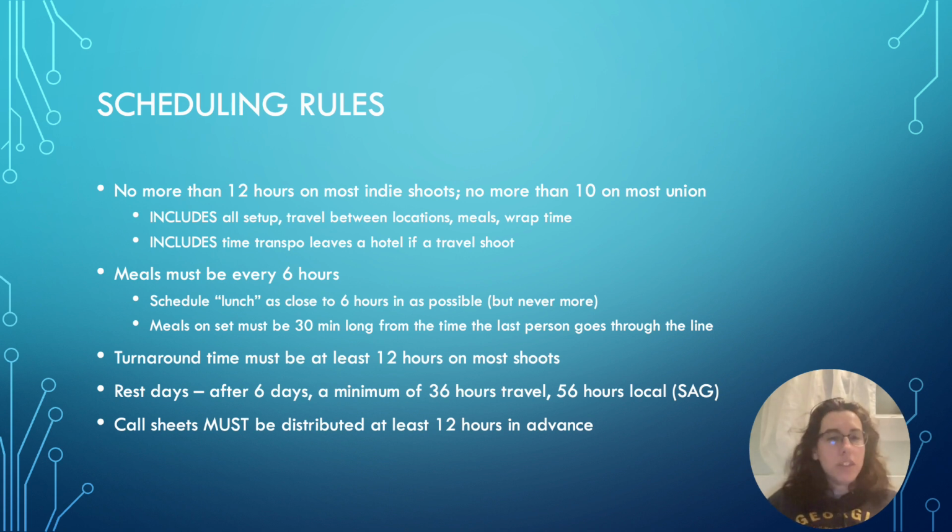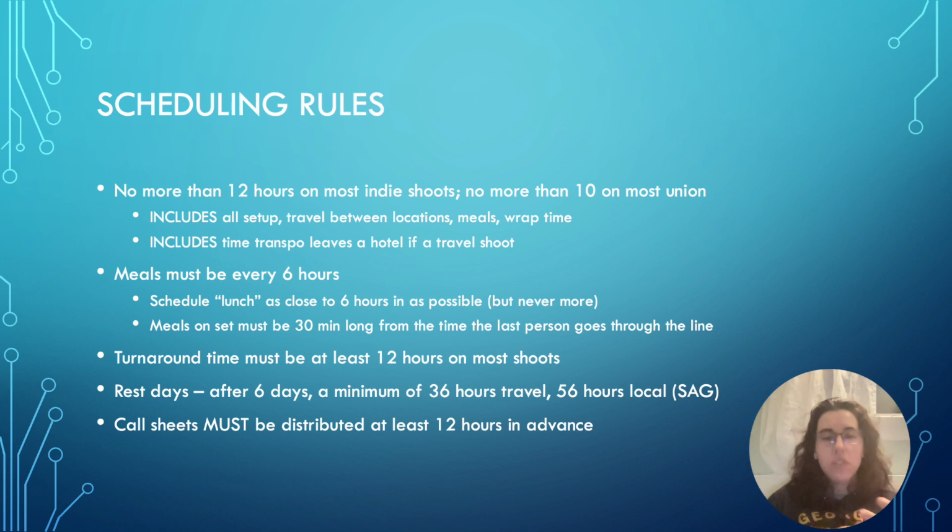The other important rule, meals must be every 6 hours. So you schedule lunch as close to 6 hours in as possible, never more than 6 hours. But if you schedule too early, then you might have to do a second meal. Meals on set must be at least 30 minutes long from the time the last person goes through the line. So that's when you start your timer for when you can go back in. So I always schedule at least 45 minutes for lunch because it's impossible for everyone to get their food immediately when you call lunch.